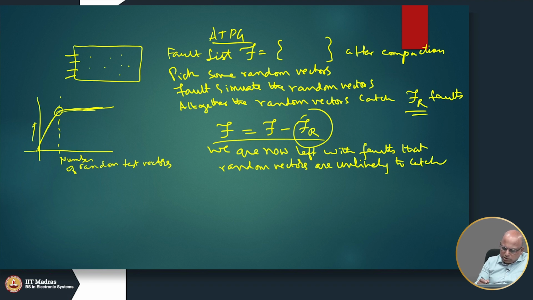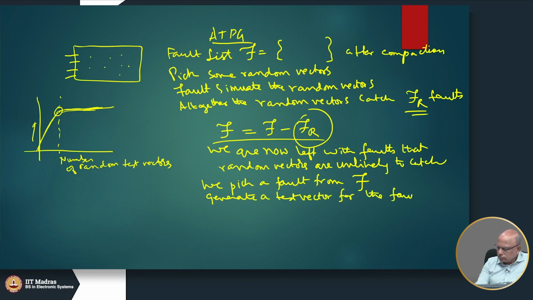Now, we go to what is called targeted test generation. That means we pick a fault from F and generate a test vector. So, let us call this fault maybe G, and generate a test vector T for the fault G.